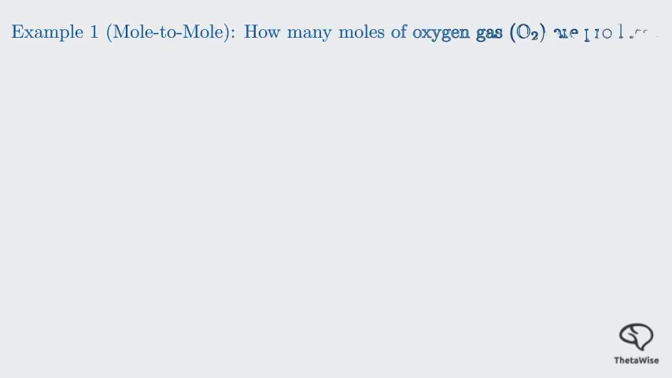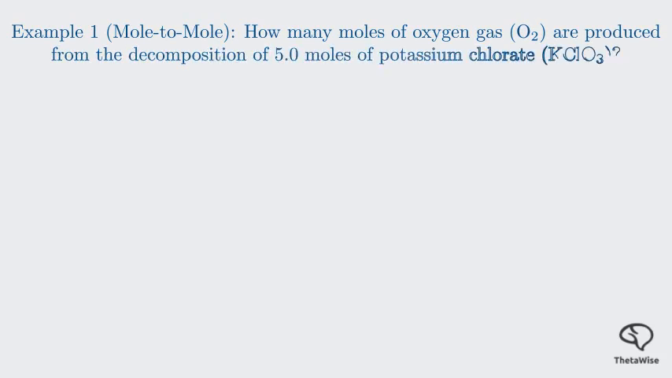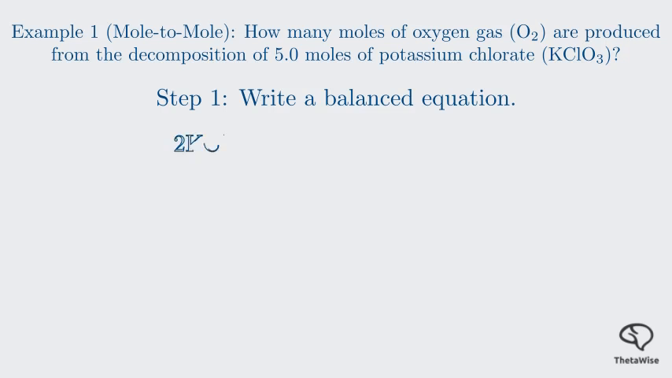Let's work through our first stoichiometric calculation, a simple mole-to-mole problem. The question is, how many moles of oxygen gas, O2, are produced from the decomposition of 5.0 moles of potassium chlorate, KClO3? Step 1. We need a balanced equation. The decomposition of potassium chlorate produces solid potassium chloride, KCl, and oxygen gas, O2. After balancing, we get 2 KClO3 yields 2 KCl plus 3 O2.